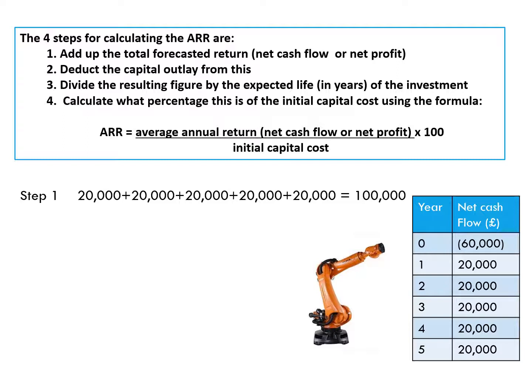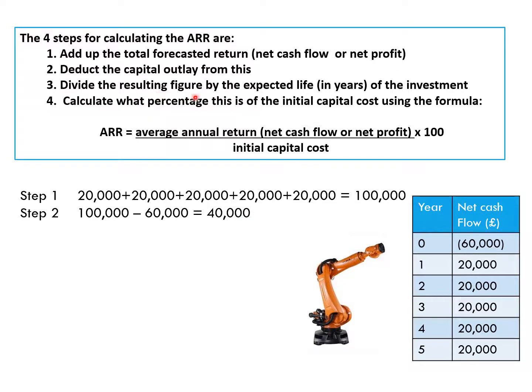So step 1, add together the forecast returns. We're careful here not to include year 0, but just the return. So 20,000, 20,000, 20,000, 20,000, 5 lots of that, 100,000. Okay, step 2, deduct the capital outlay from this figure. So we need to now deduct the 60,000. So our net total return is 40,000. That's the net return that we're going to get from the project.